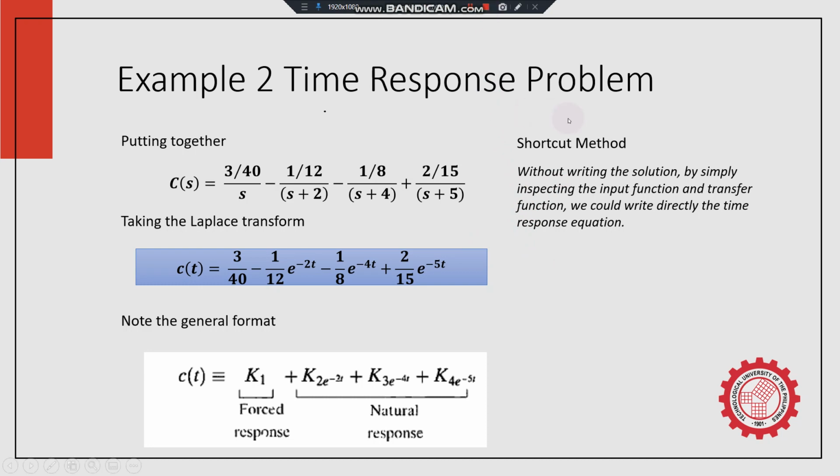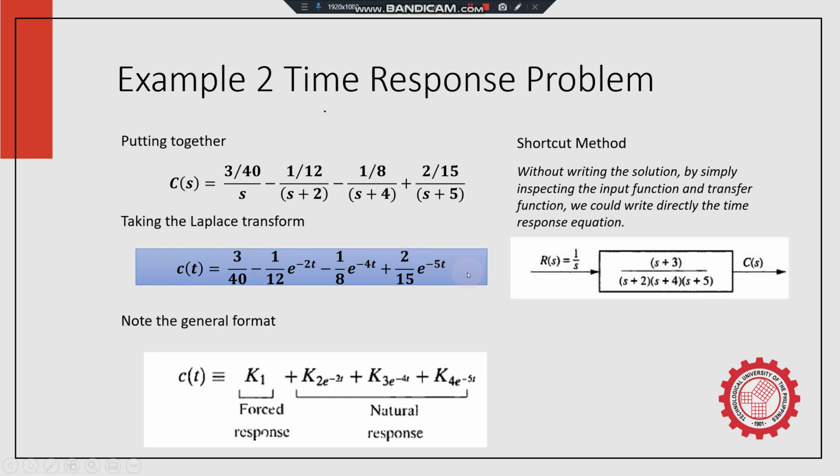As I was saying, in the shortcut method, without writing each solution for K1, K2, K3, K4, we could simply look directly at the given transfer function and write the equation of C(s). By just looking at this and knowing the general format of the time response equation, we could write it right away. So how do we do that?